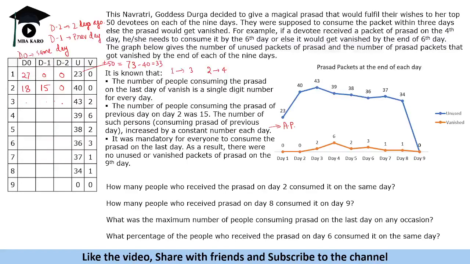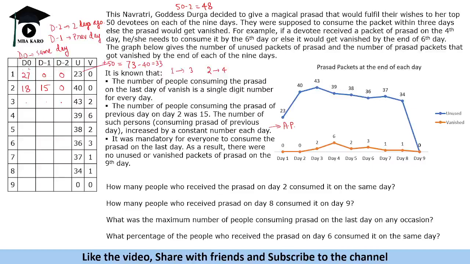We will have three categories of people. Now how to find this number, right? This is the easiest number to find. See this. If day 1 prasad is given and if someone does not eat it, it will get vanished by day 3. So day 1 prasad will get vanished on day 3. That means two packets got vanished. So that means 50 minus 2, 48 packets were eaten.